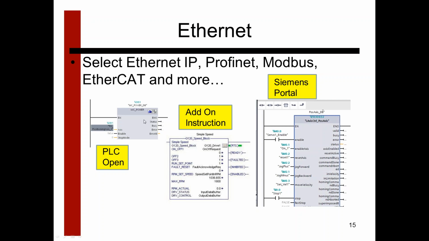Other approaches on the PLC open format are very common across the board. You can see what would be an MC power function block shown there. To do moves, you might see an MC move jog, MC move absolute, MC move relative, and you simply fill in the variables on the left and trigger it to go. So that's a common way to talk to the Kollmorgen and the Siemens drives.